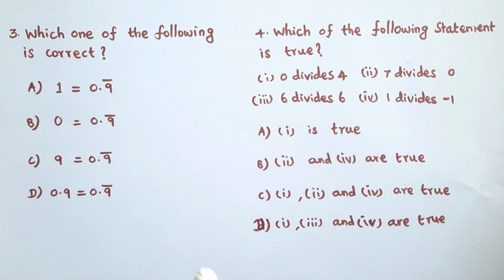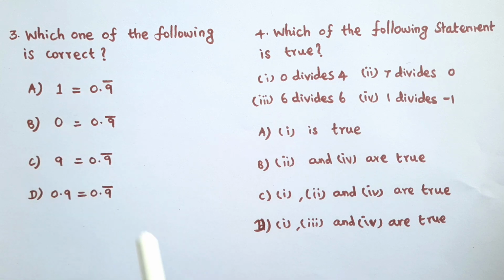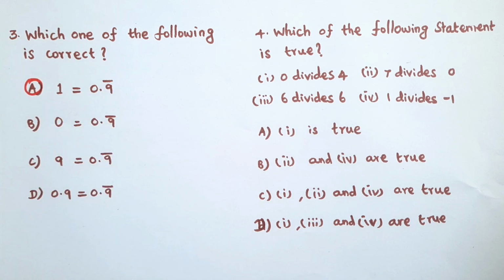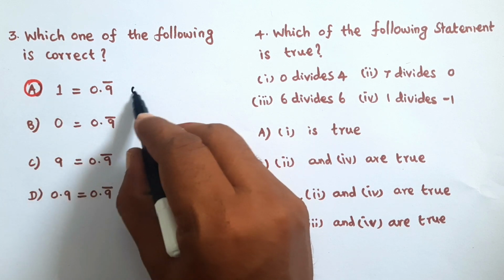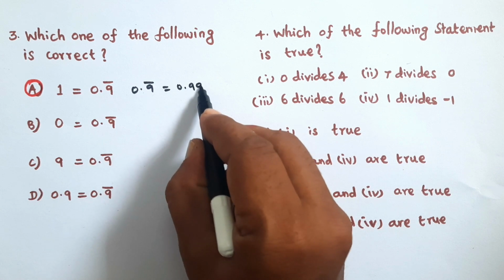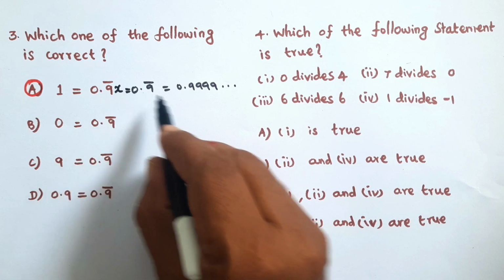Next, question number 3. Which one of the following is correct? 4 options are given. The first option is the correct one, which we learned in 9th standard. Second, check the example for a detailed answer. Take this 0.9 bar is equal to 0.9999 etc. Take this as x.